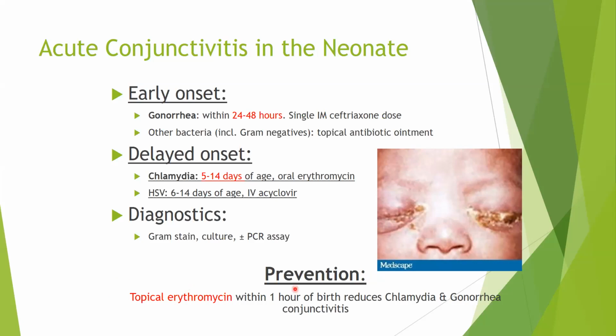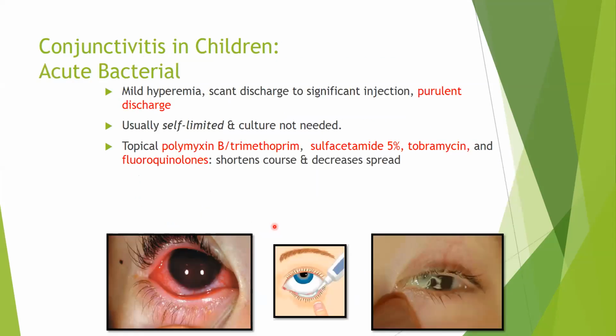Prevention, so basically at birth, within 1 hour, we give these children topical erythromycin in their eyes, and that reduces the rate of both chlamydia and gonorrheal conjunctivitis. So these are not usually seen in children that are born in a hospital because they are prophylactically treated.